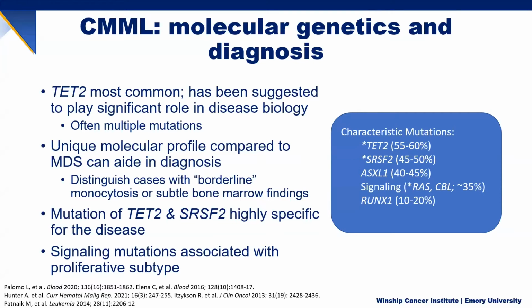So TET2, a gene called TET2, is by far the most common in CMML. That's been shown in a number of studies now. It's seen in 60+% of patients in those studies, and it's really thought to play a significant role in the biology of the disease. Again, we've talked about multiple mutations developing over time, but it's thought this is one of the first.